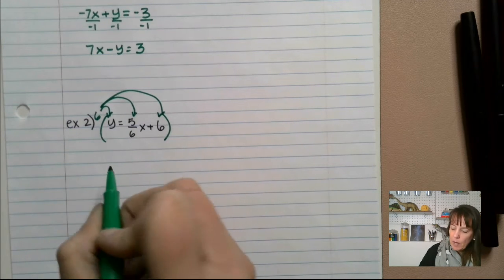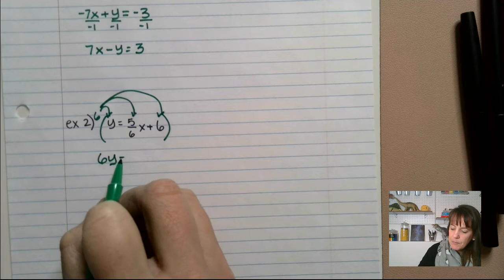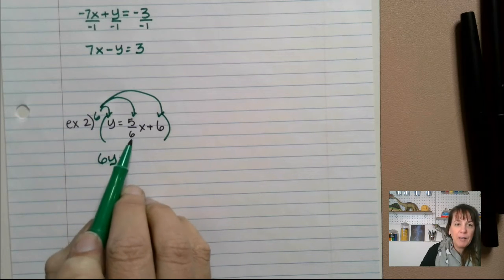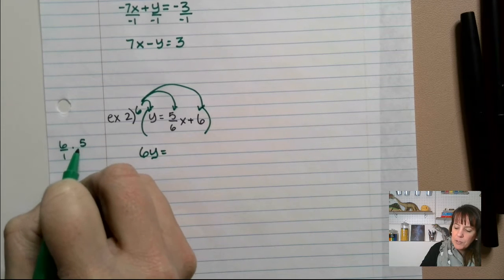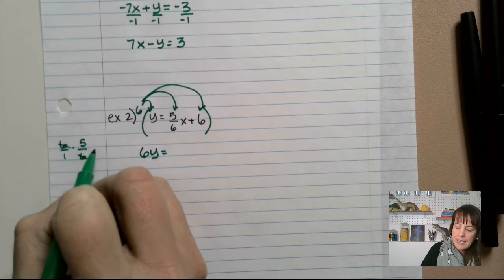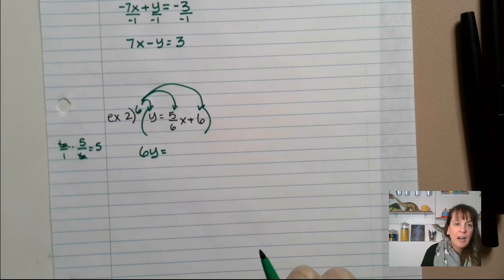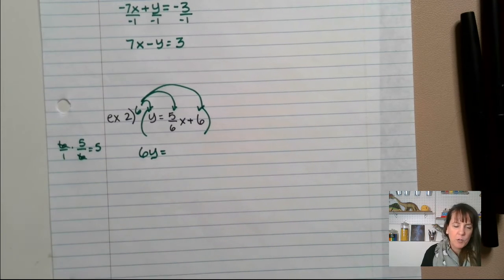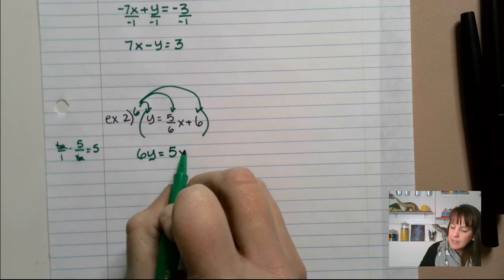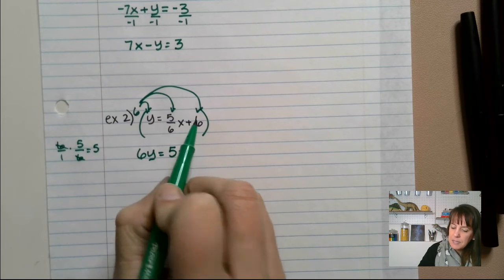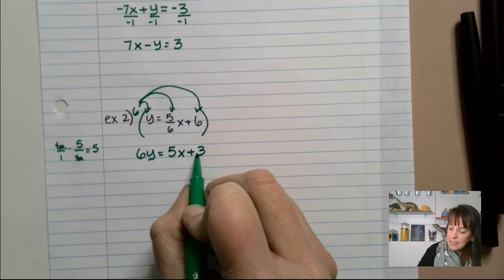So 6 times y will give me 6y. Now 6 times 5 over 6, a little bit of side work here. 6 over 1 times 5 over 6. These cross cancel, and I'm left with 5. Or you could do 30 over 6, which reduces down and divides down to 5. So this is 5x plus 6 times 6 is going to give me 36.